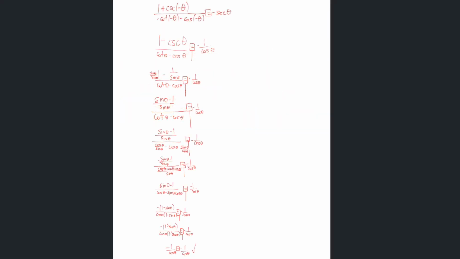In conclusion, I used even and odd identities, quotient identities, reciprocal identities, and common denominators to prove the identity of (1 plus cosecant of negative theta) divided by (negative cotangent of negative theta minus cosine of negative theta) equals negative secant theta to be true.